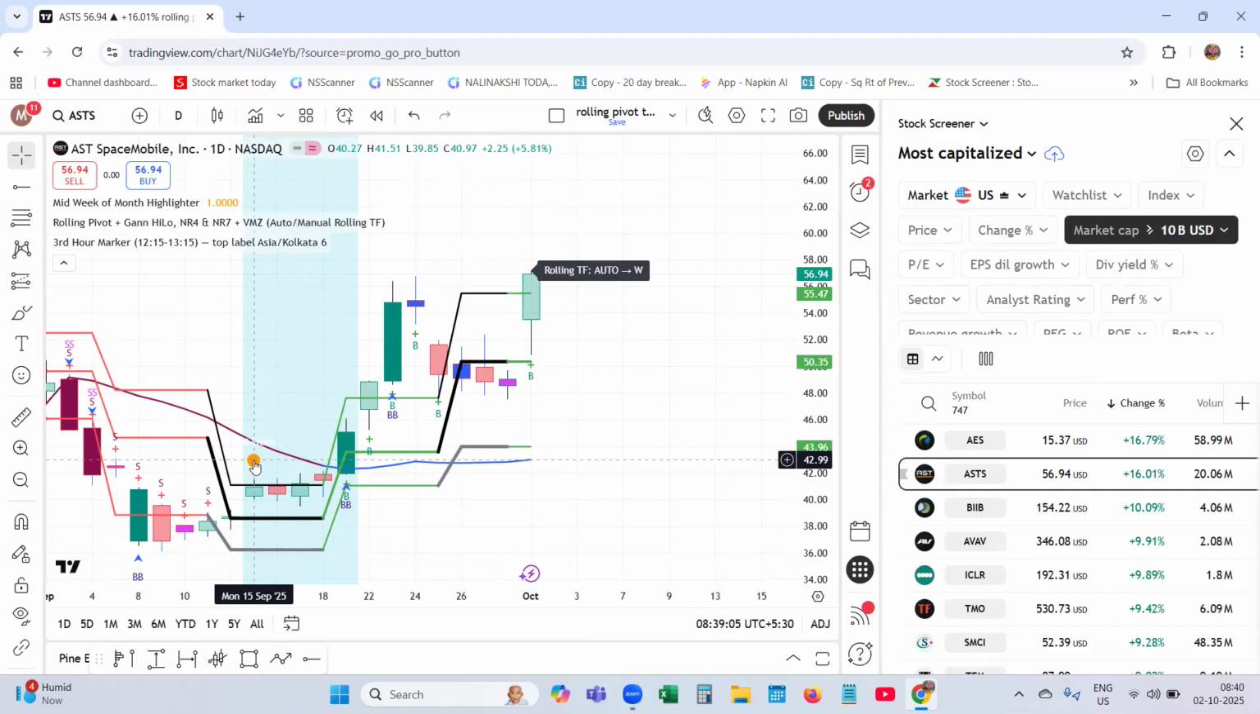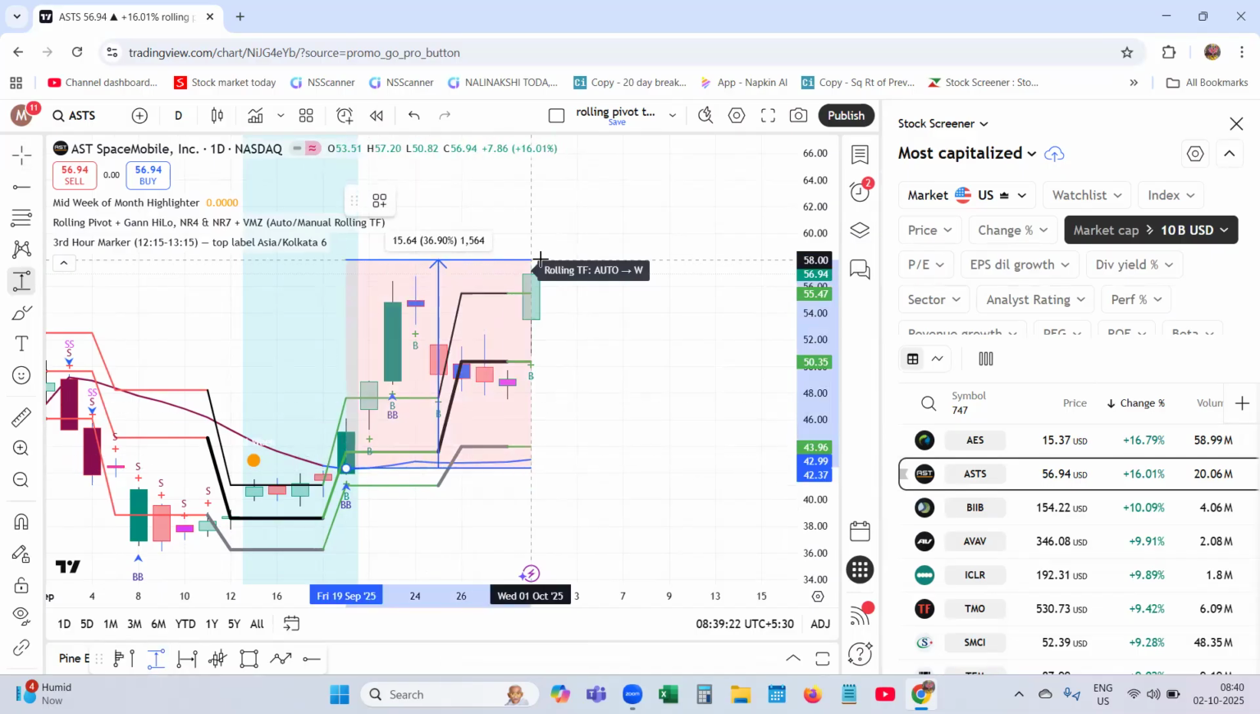Sorry, midweek of the month breakout also, you could have combined with the pivots and Ganhilo guidelines, and entered this stock around $43. Now it is around $56. From 43, the entry, it has given you nearly 36 percent. Not even a bank will give you that interest, or any fixed deposit. You could have captured this gain within 8 to 9 days.